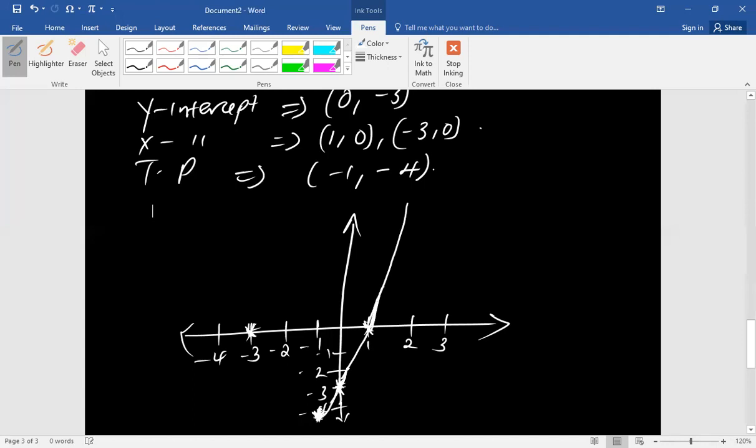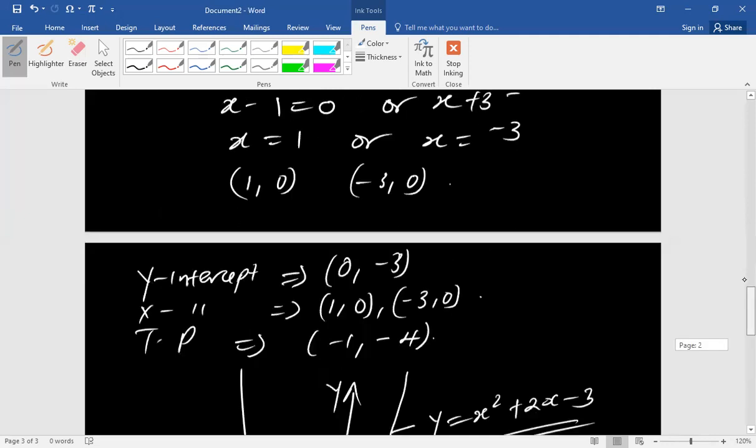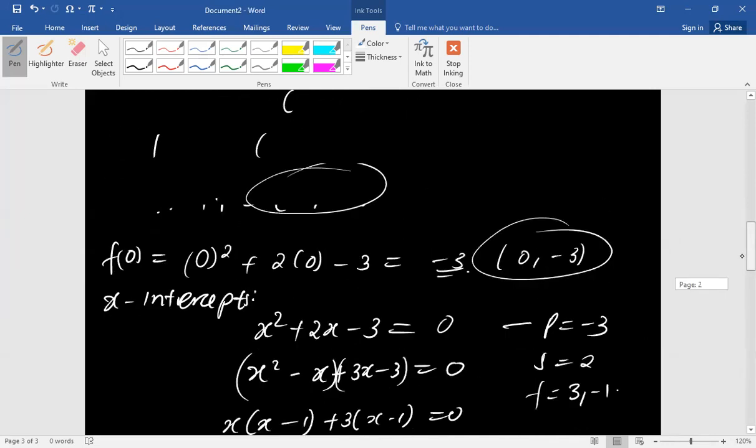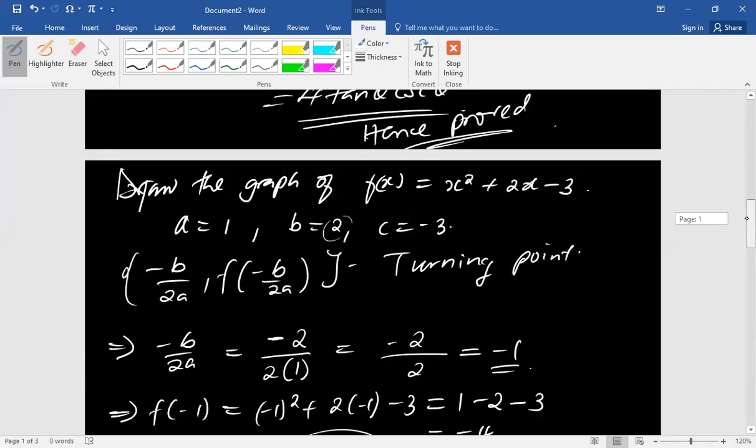To draw this graph, it's going to be something like this, so it has to turn from here. Okay, so this is the graph of y is equal to x squared plus 2x minus 3. That's how we're going to graph this quadratic function. I hope you enjoyed and you got the point, even if the dog was barking in the background and making noise here.